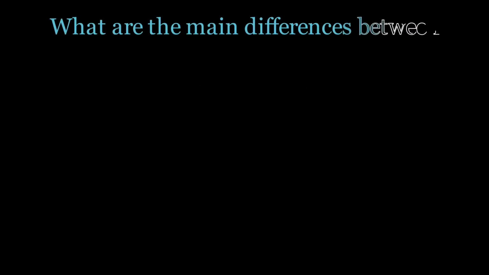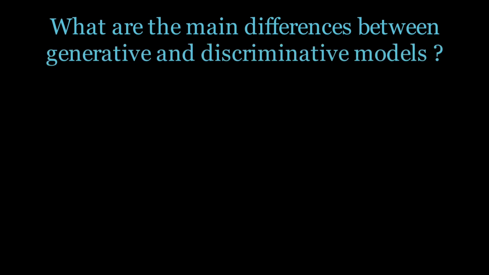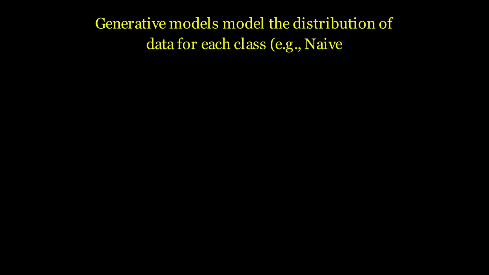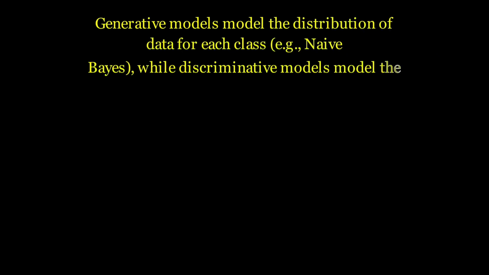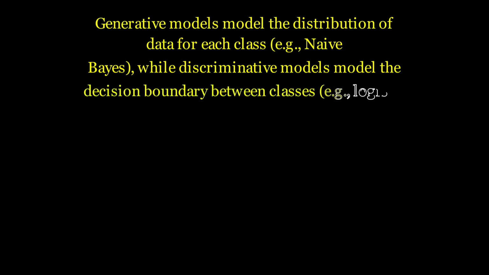What are the main differences between generative and discriminative models? Generative models model the distribution of data for each class, e.g. naive Bayes, while discriminative models model the decision boundary between classes, e.g. logistic regression.